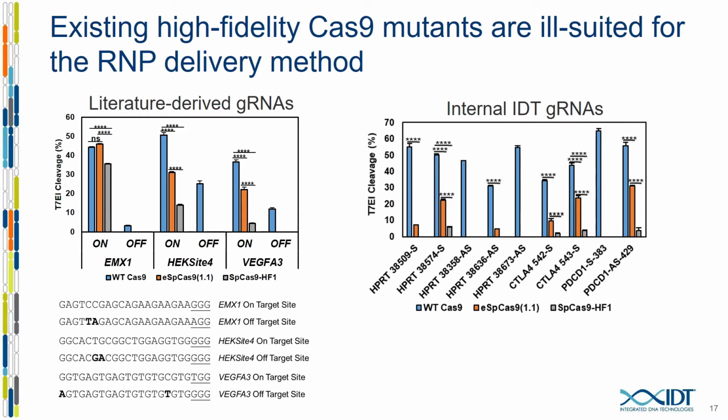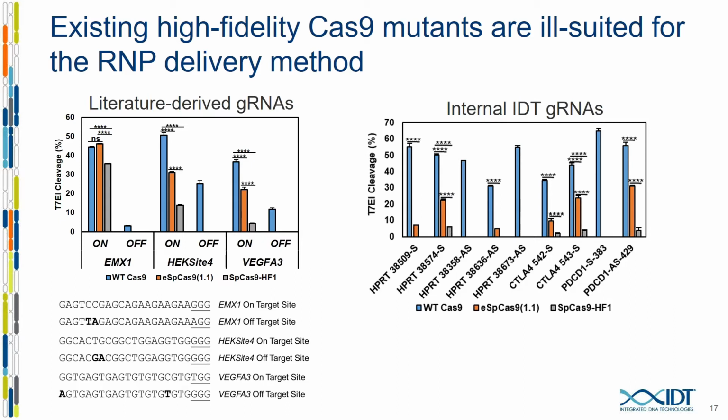So this is quite worrisome, and we thought, okay, well, maybe we better take a broader survey of sites and find out how big of a problem this is. And in fact, we looked at several different sites, the HPRT, CTLA4, and PDCD1 loci, and we found that these enzymes really struggle to edit on target when using the RNP delivery platform.